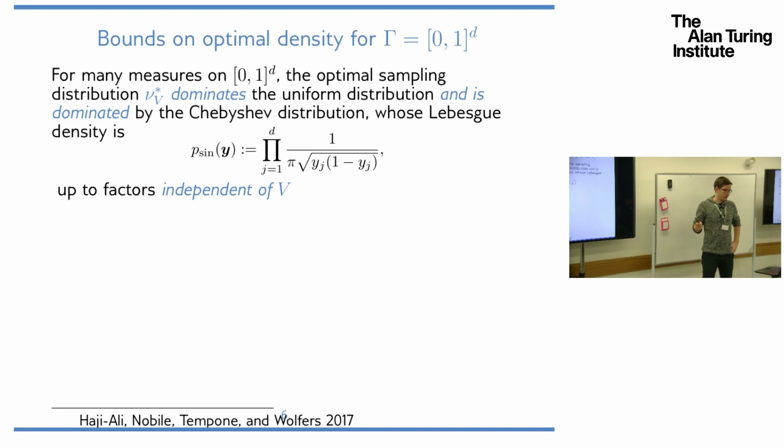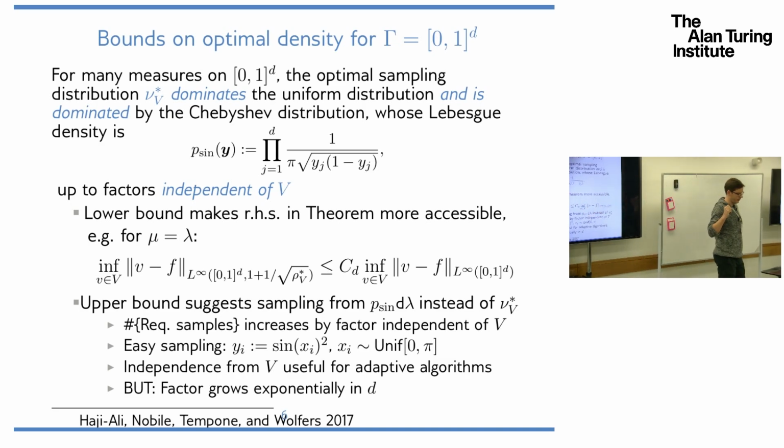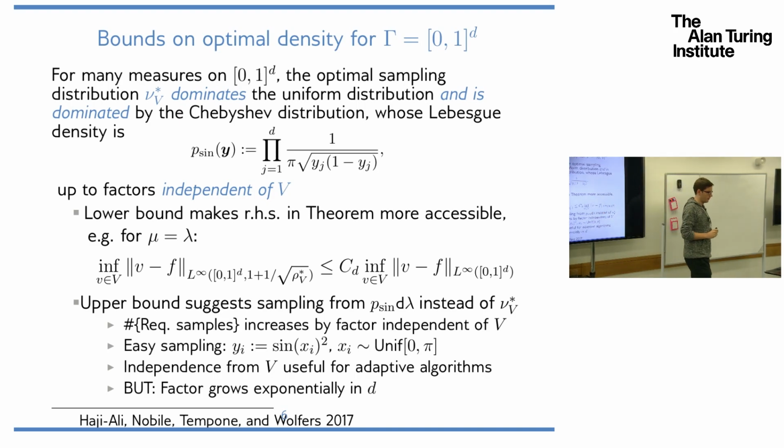This optimal sampling distribution dominates the uniform distribution, and it is dominated by the Chebyshev distribution, which has this density with respect to the Lebesgue measure. And both of these bounds, the upper and lower bounds, hold up to factors that are independent of this polynomial subspace V. So, for example, the lower bound can be useful to simply get rid of this weighting factor on the right-hand side that appeared in the theorem before, and you just get a constant out here. That does depend on the number of parameters, though.